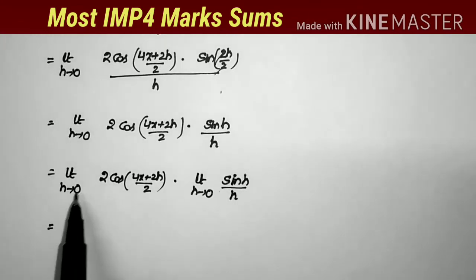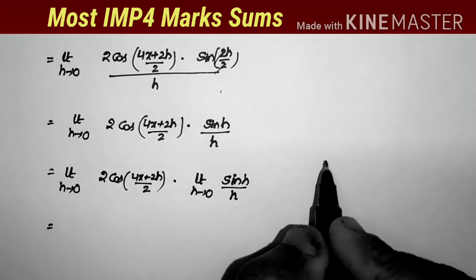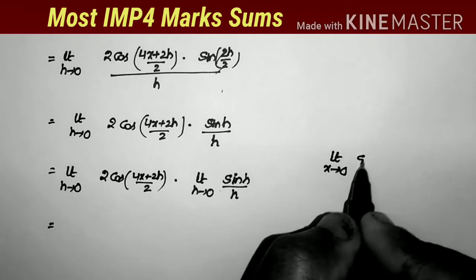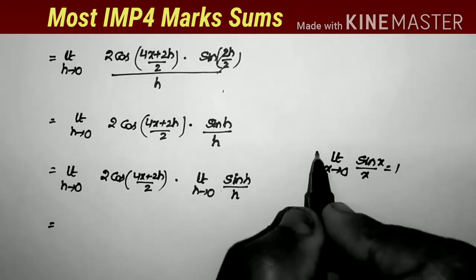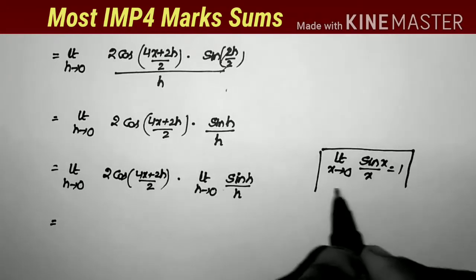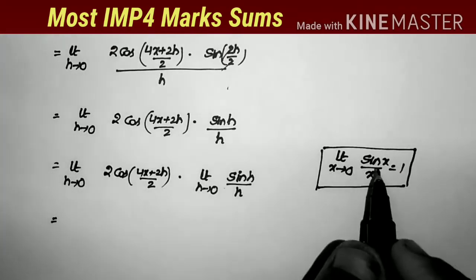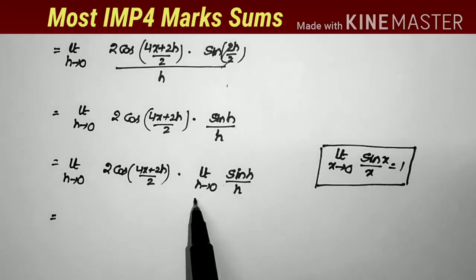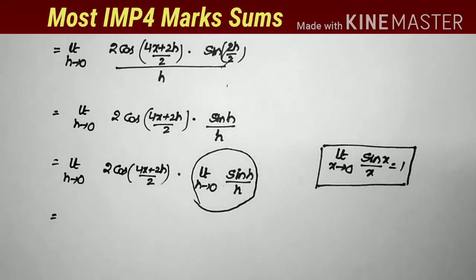Now substituting the limit value in the first term. What is the formula for this one? Already we know the formula, limit x tends to 0 of sine x by x is equal to 1, which we have learned in the limits and continuity chapter. So what is this answer now? Limit h tends to 0 of sine h by h is clearly in this form. So this value is also equal to 1.